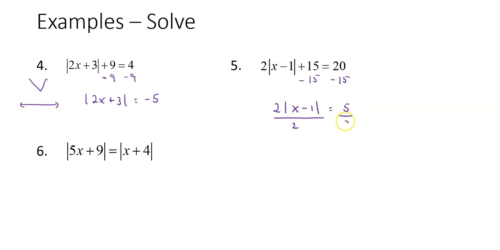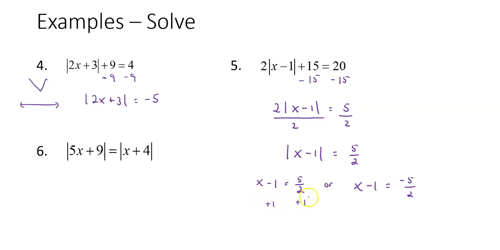Divide through by 2. And so we get an absolute value of x minus 1 equals 5 halves. And so either x minus 1 equals 5 halves, or what's on the inside, that x minus 1 equals negative 5 halves. Because when I take the absolute value, either way I'll get back 5 halves. And so in both cases, we're going to add a 1 to both sides.